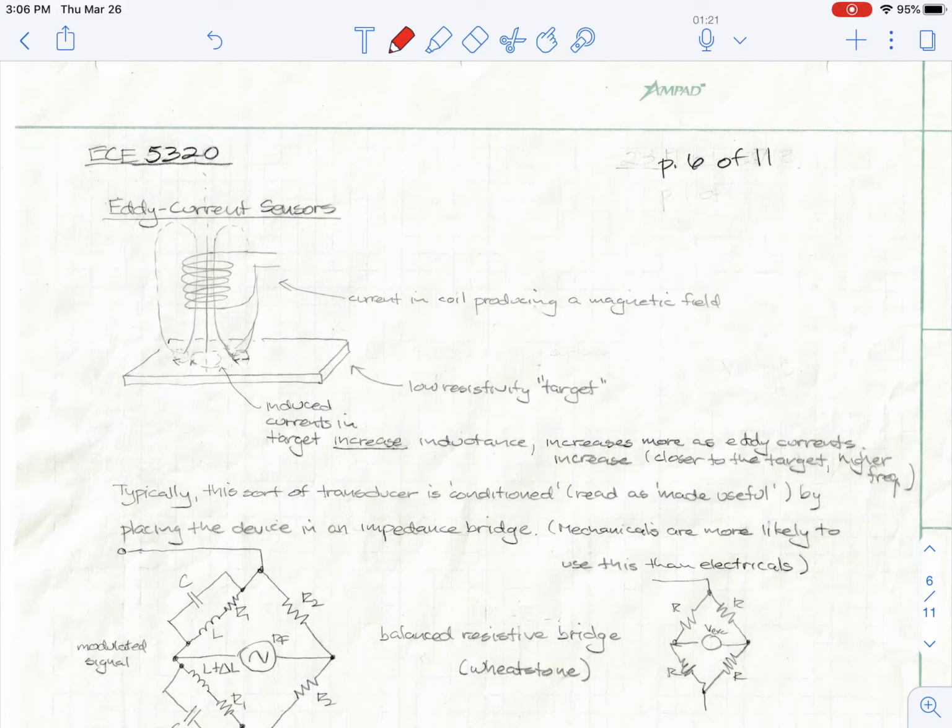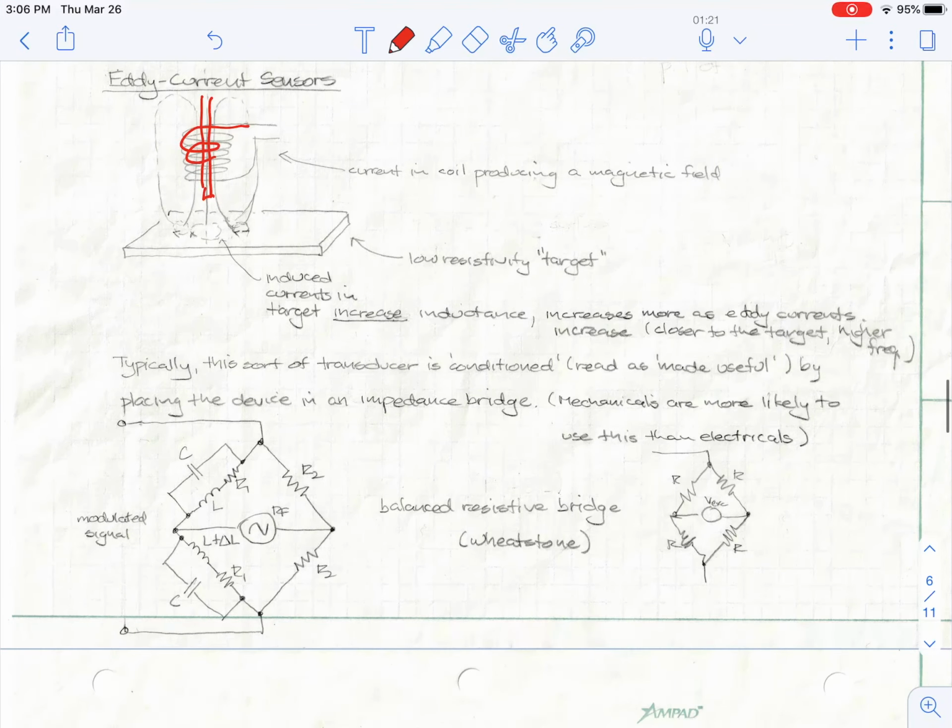This is also eddy current sensors. Eddy current sensors, I have some core with a wound coil on it, and the closer I get it to a target, a low resistivity target, I induce currents in the target, and that increases the inductance, and the more it increases the inductance, I can sense how far away I am from the target.